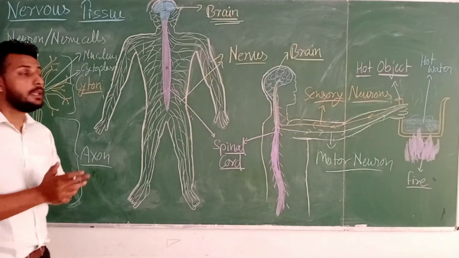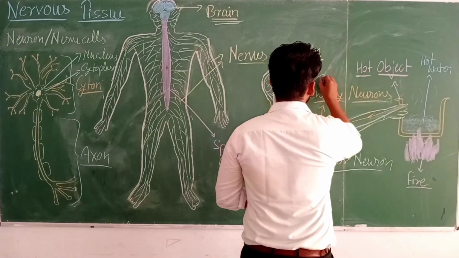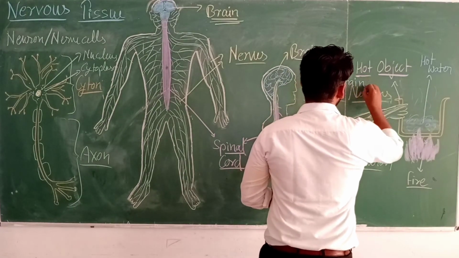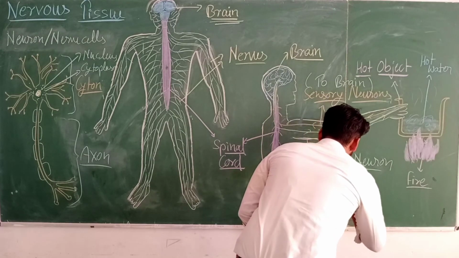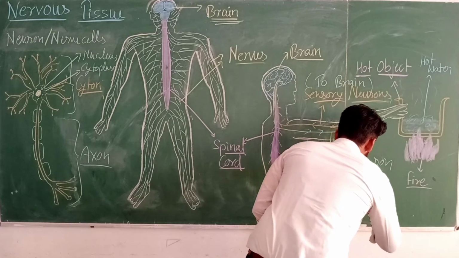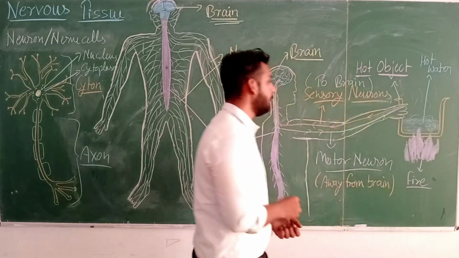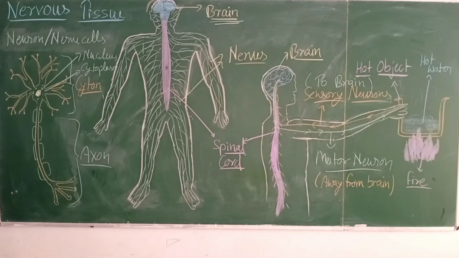Got it? So these are the two types of neuron. One which carries the signal to the brain, and the other away from the brain. These are nerve fibers.